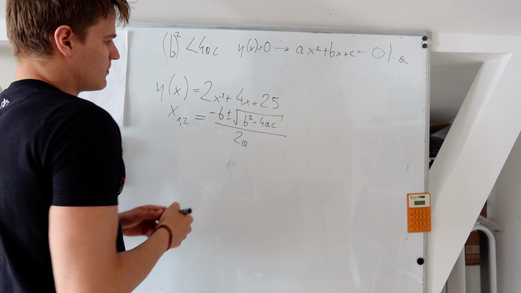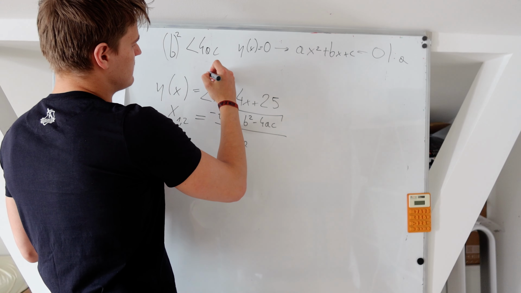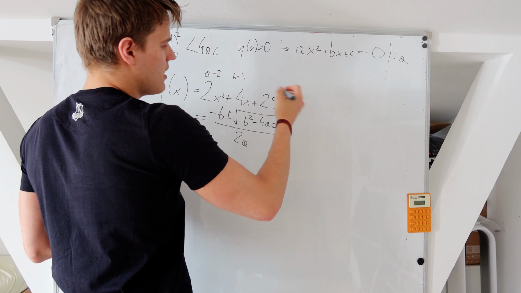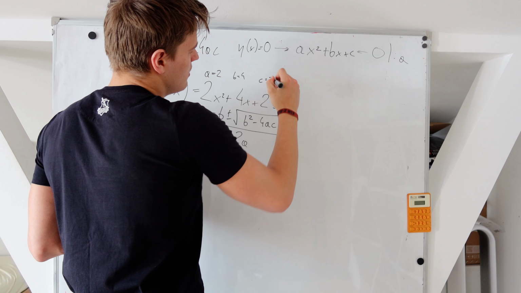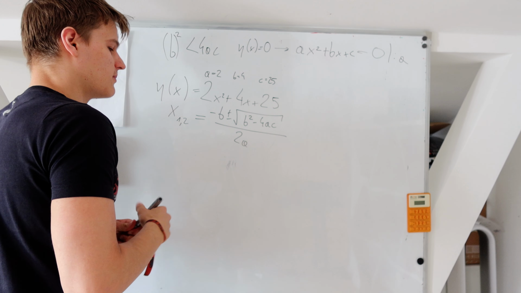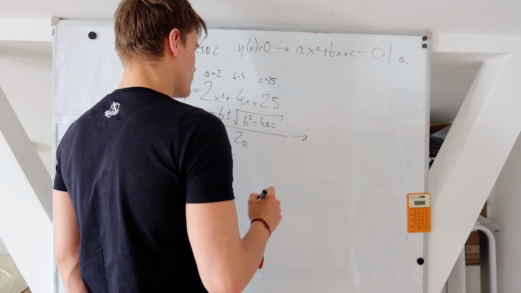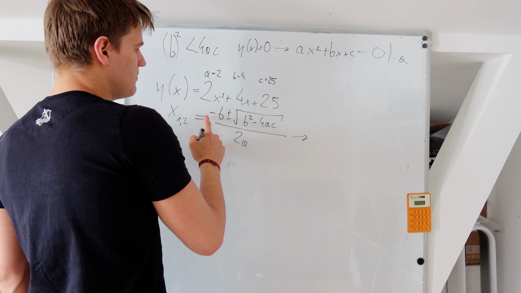So, plugging in the numbers, let's do this a little bit slower. A is 2, B is 4, and C is 25. Right? Good. Let's plug that in. Sorry about that. Good. So plugging the numbers in, B is equal to 4.